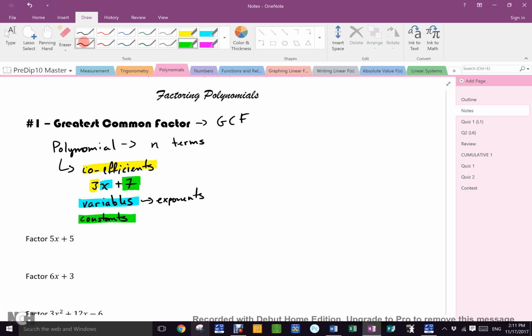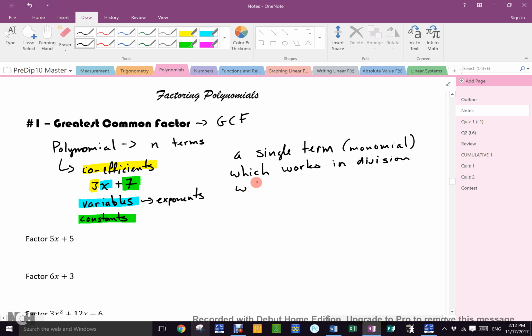Right? So what we are looking for when we are factoring is a single term. What do we call a single term? A monomial, which works in division with the entire polynomial. The L might show up and it might not. Okay? Is everybody cool? Yeah. Right now, we're just looking for a monomial.